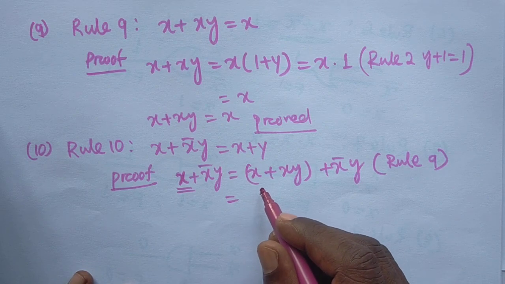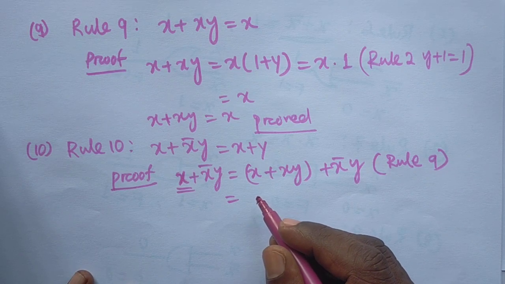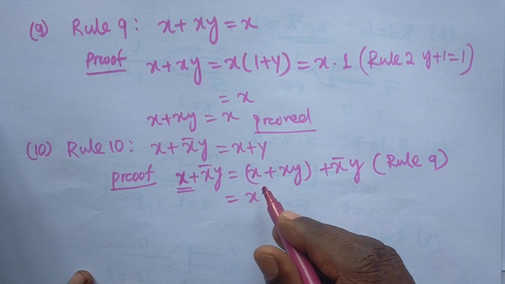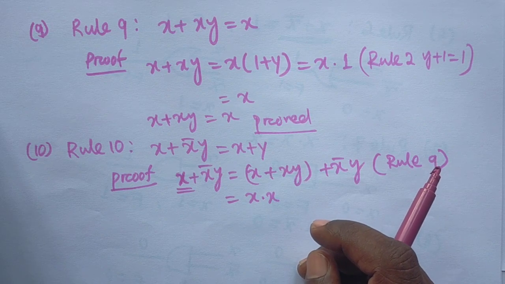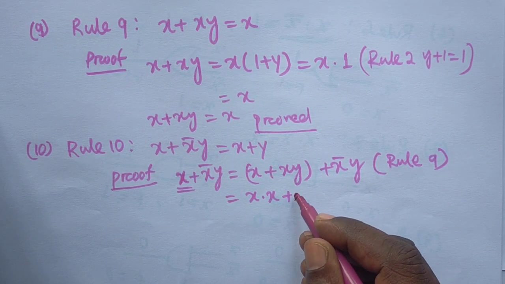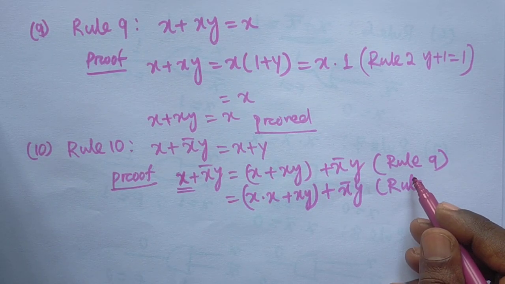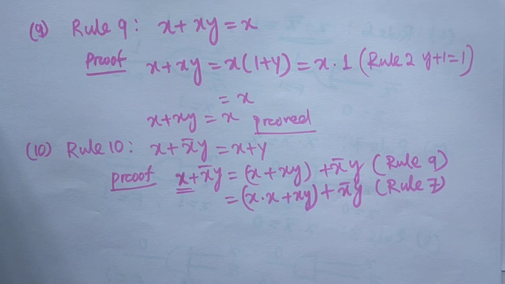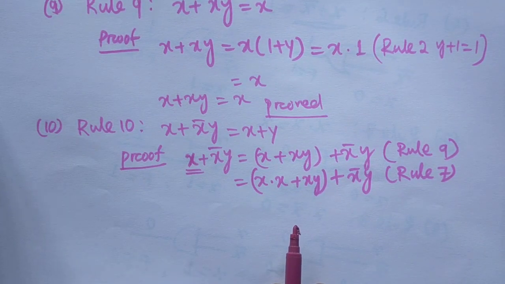Now we see here x can also be expanded. Instead of x, we write x into x, and x into x is equal to x, there is no change. That rule we can also apply, x dot x is equal to x. So the other part is the same, xy plus x complement y, that is rule 7. You can take rule 7 in this way. Here also write rule 7, x dot x is equal to x, rule 7 we have already taken, so rule 7 here.